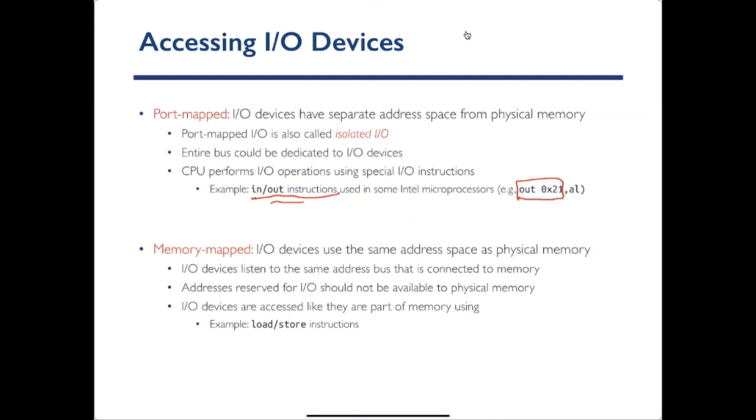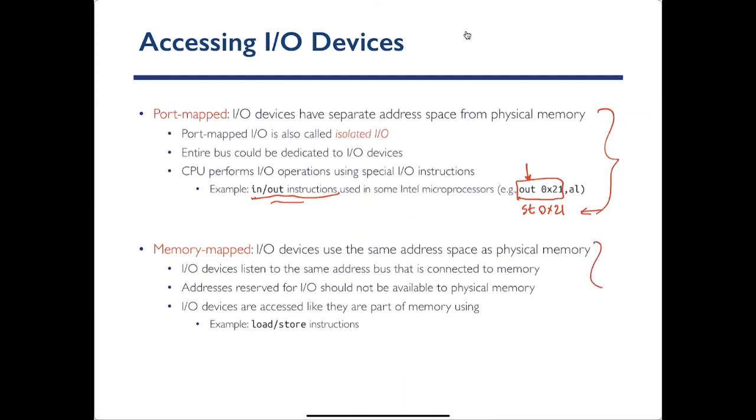So for example, when you say out this address, the CPU sends this instruction to the I/O bus, and this is different from if you had done a store 0x21. If you had done a store, this would be sent to the physical address space that is connected to the memory. But if you use out, then you're telling the CPU that this is for I/O. Now, this is not common in general purpose computers. This is usually used for embedded systems and microcontrollers.